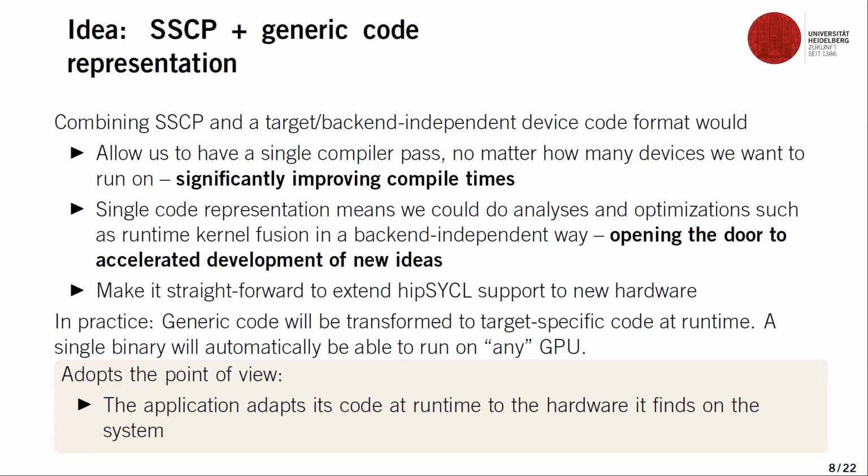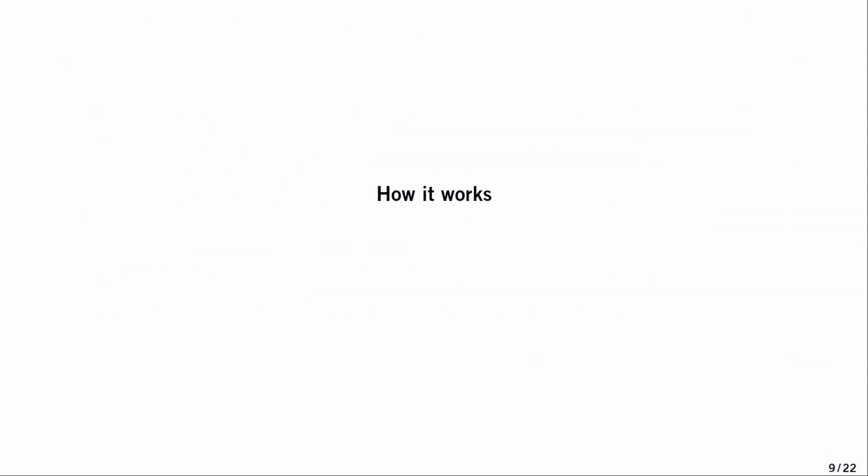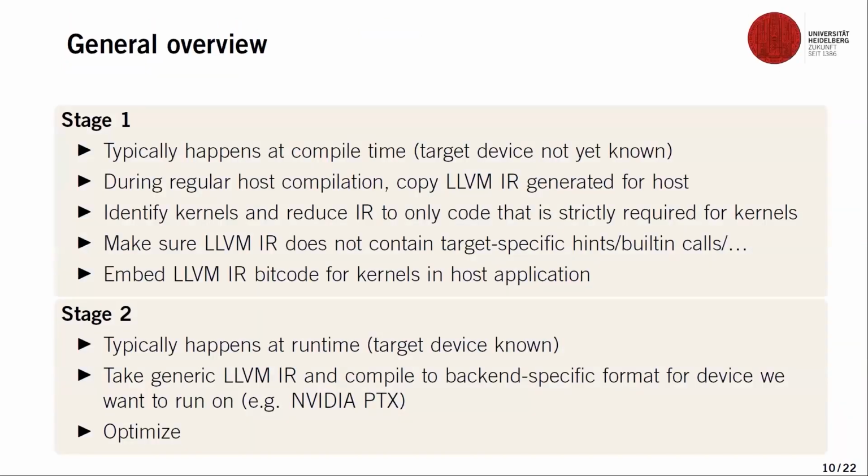How would this work in practice? Well, in practice, you would do this in a runtime compilation step. So at runtime, your generic code would be transformed to something that can actually be run, and the application would adapt its code at runtime to whatever is found on the system. So how does this work?